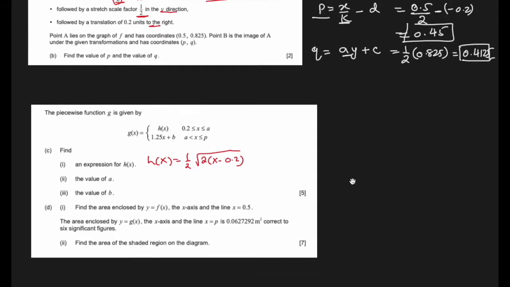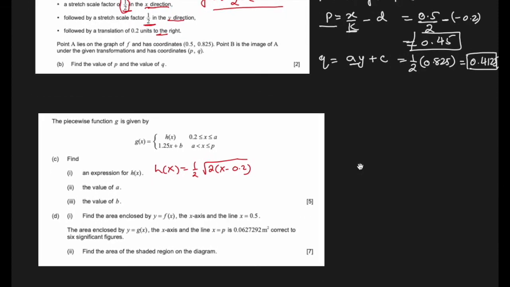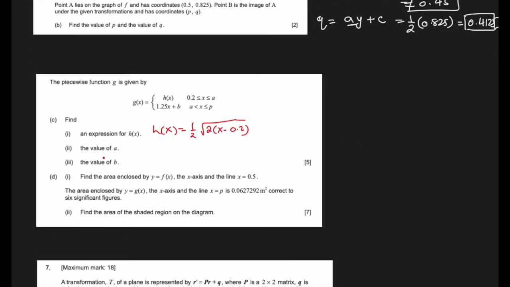And an expression for h(x) will be h(x) equal to half square root of 2x minus 0.2. This is what we got, right? Yes, that is the one. The value of a: it is applicable to a certain value a. How can we find that one? 1.25 should be the gradient at that place. Yes, because after that it is connecting with this.